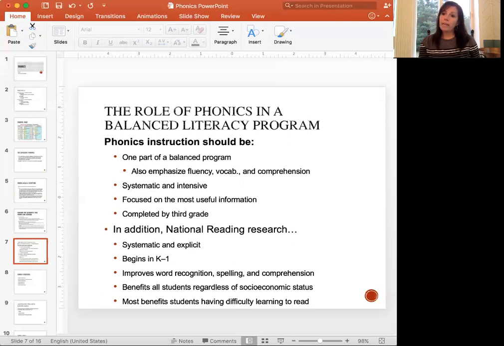So if we can really hit on this phonics early on in that kindergarten, first, and second grade levels, we can start to combat some of that effect from socioeconomic status. And really most benefits are for students having difficulty learning to read. And like we said earlier, some students might not need as much phonics instruction and some might need more.